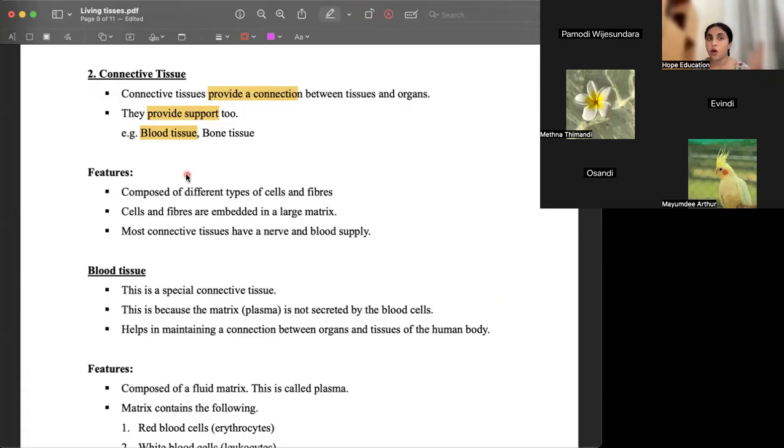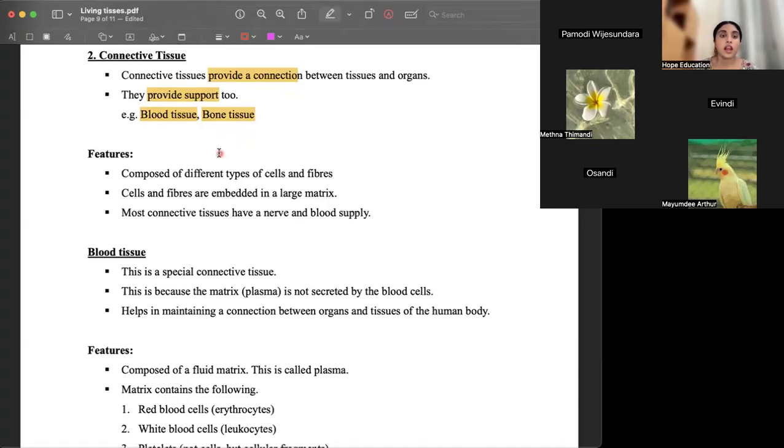and muscles. Without organs and muscles, our body is like a skeleton. The bones of the skeleton are spread everywhere in the body, so it also creates a connection. So bone tissue is also another example, but we are not going to be learning about bone tissue in our syllabus. We are only going to be learning about blood tissue. Okay.